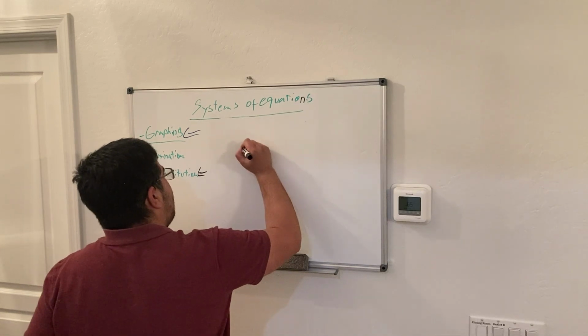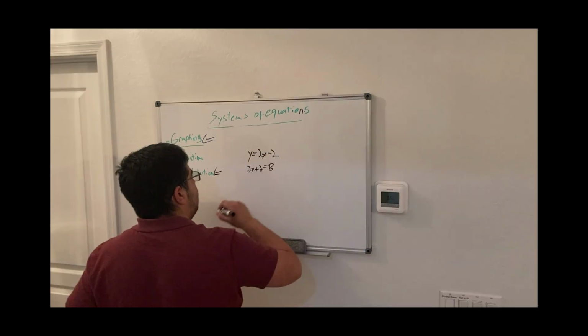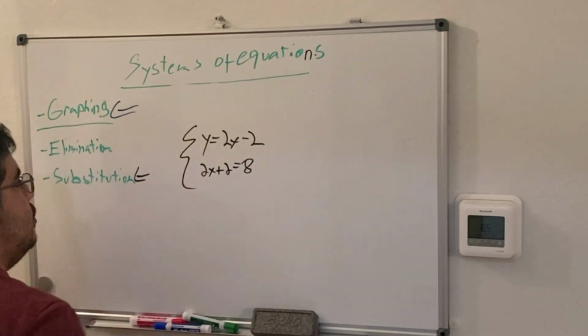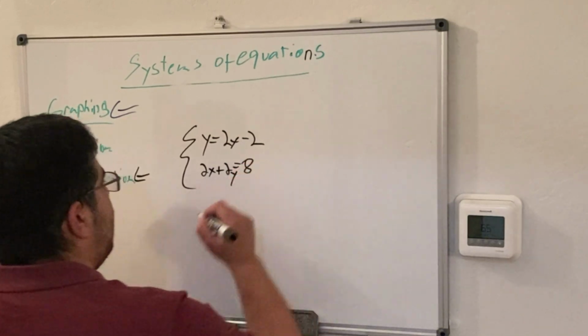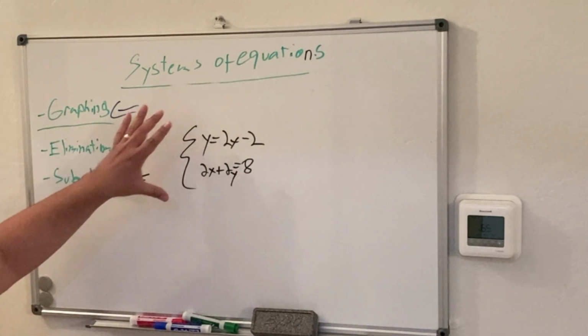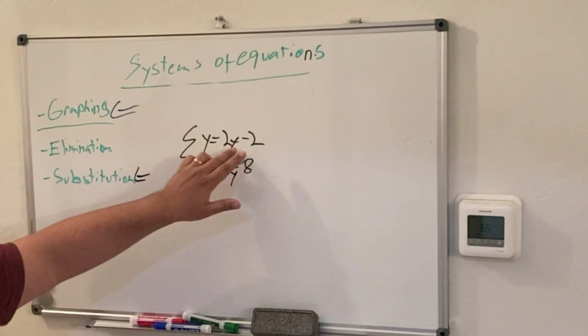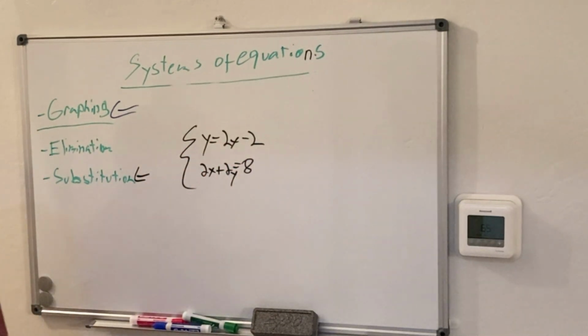Let's go with y equals 2x minus 2. Apologize. This is my system of equations. We got x and we got y. We got x and we got a y. Perfect. That's all we need.